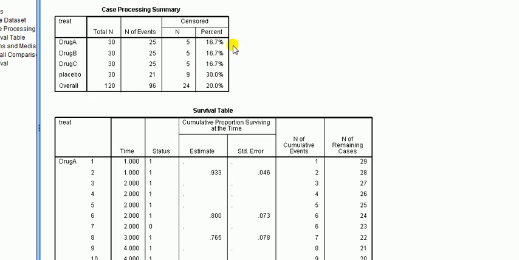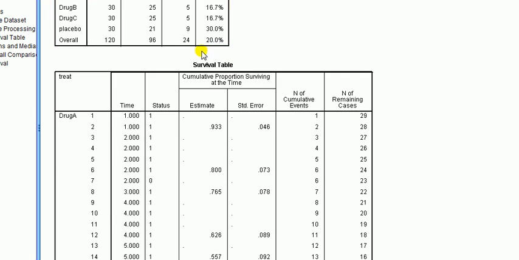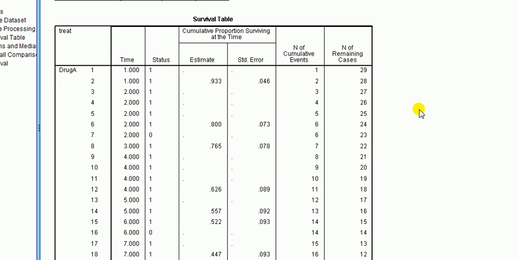So for drug A, almost 17% was censored. Most people were censored in the placebo group, 30%, so just slightly under double the other ones. Censoring percentages for drugs A to C are identical. Okay, then next down here we can look at the survival table.